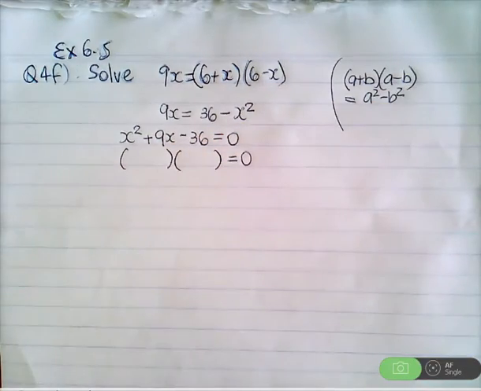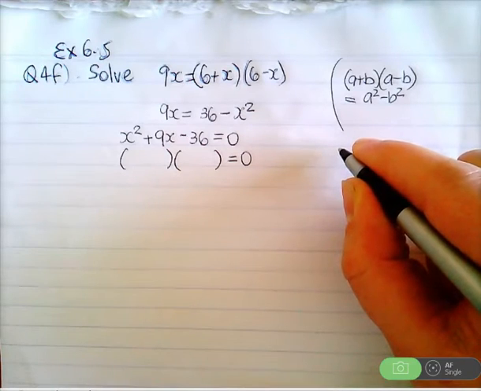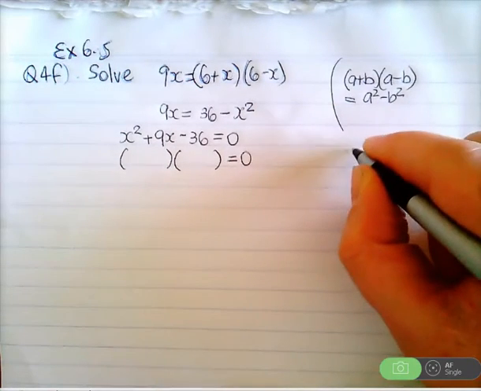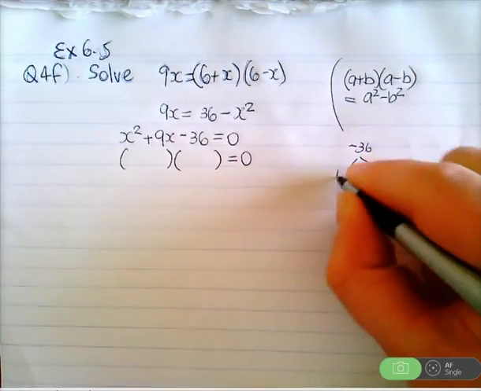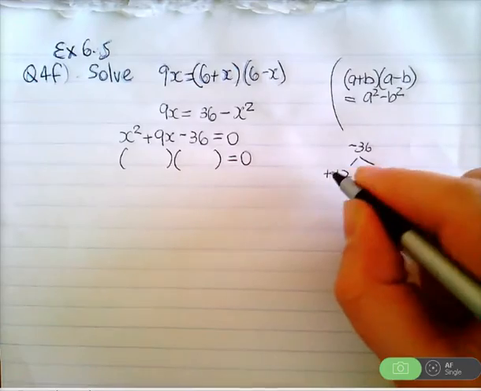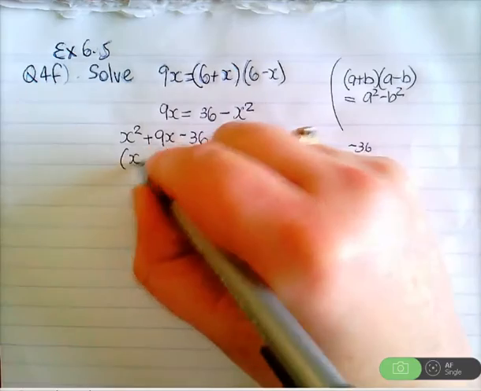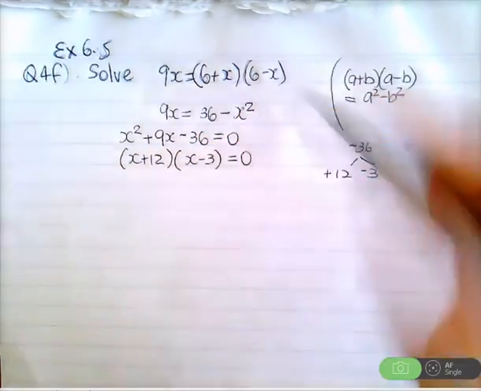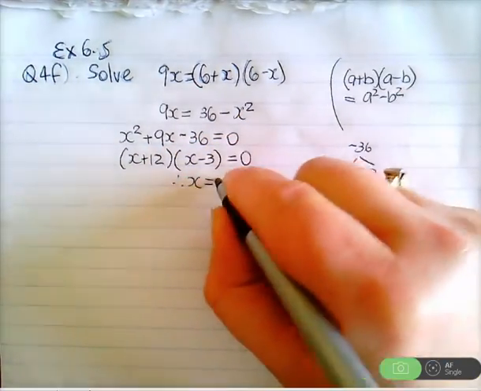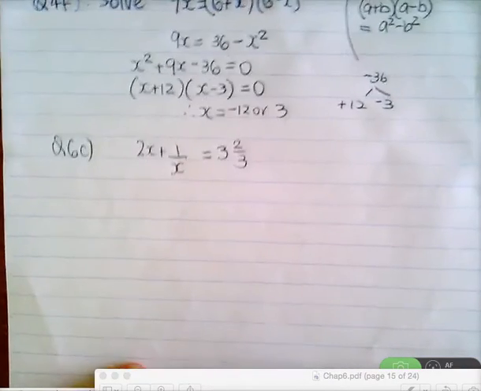Now I need to see if we can factorise it. I need the factors of negative 36 that add up to plus 9. Now, think of the factors of 36. Very good. Do you want more pluses? So we've got negative 36. Yes, we've got 12 and 3. My answer needs to be plus 9, so I need more pluses than minuses. Plus 12 minus 3. So we've got x plus 12, x minus 3 equals 0. Therefore, x is negative 12 or 3. Very good.